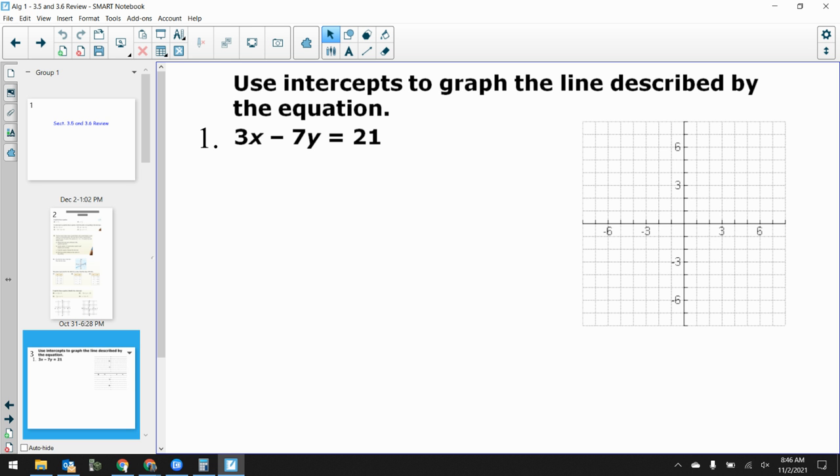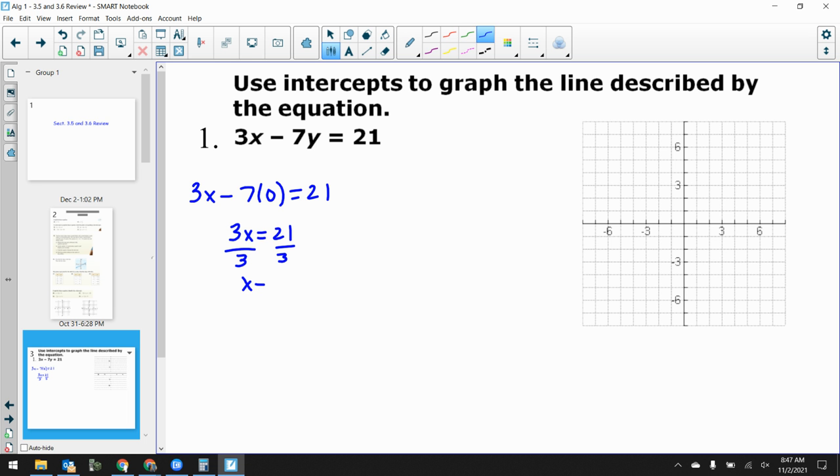3x minus 7y is equal to 21. Now, when I say to use intercepts, that means I plug in 0 for y, and I solve for x. And then I plug in 0 for x, and I solve for y. Two separate things, right? I say 3x minus 7 times 0 is equal to 21. Now, we had gotten to the point earlier when we were doing section 3.5 that we don't even need to write that. We can go straight to saying 3x equals 21, divide by 3, x is 7.